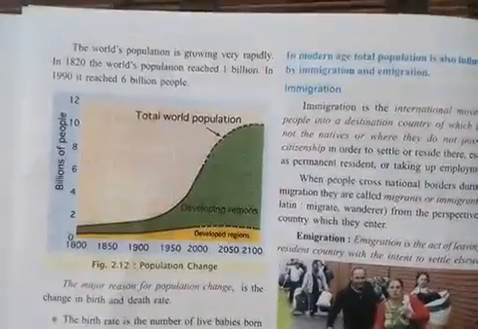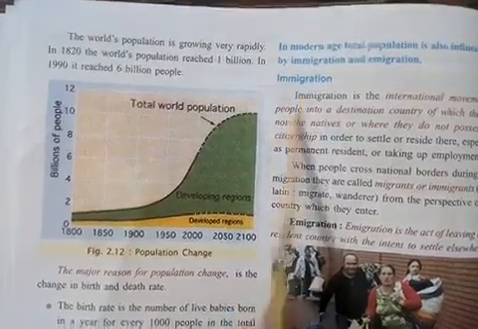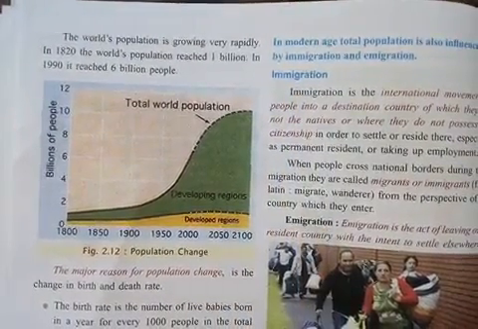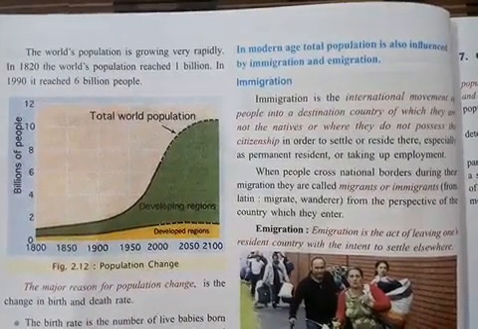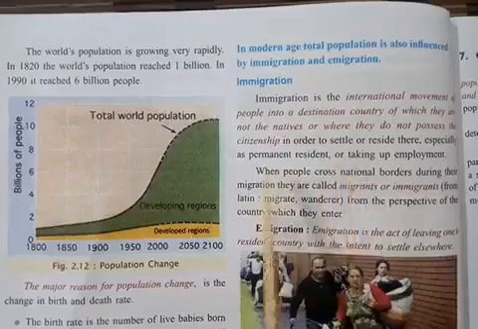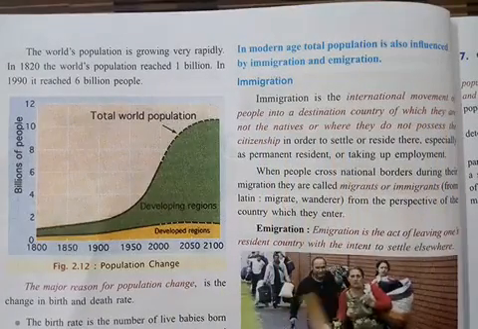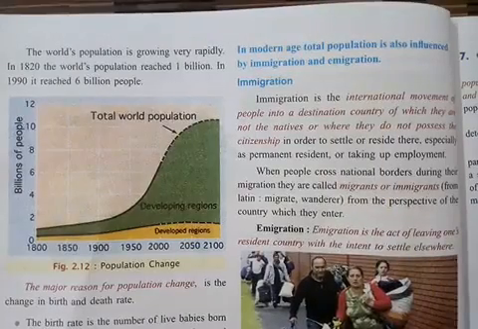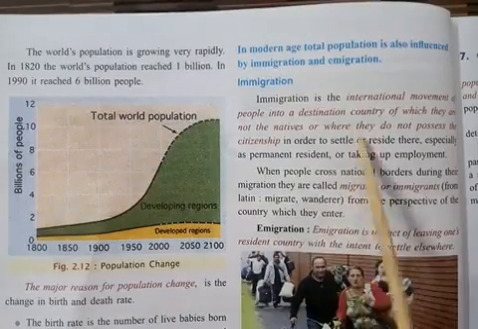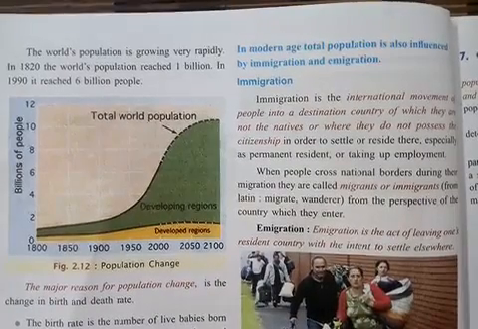Now this migration is of two types. One is called emigration, another is immigration. So what do you mean by immigration? If you just read the definition which is given here in your book, you will get confused, because both meanings seem the same. So let me just make it easier for you.